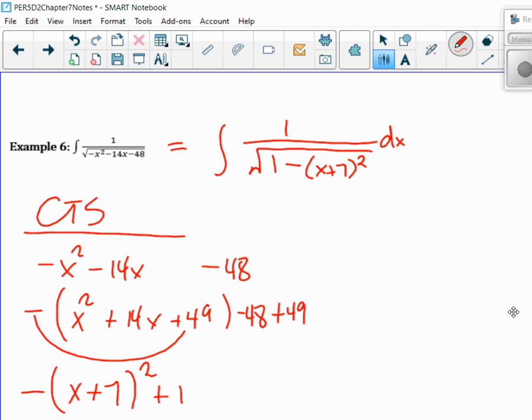And remember that this is just inverse sine of x plus h over k. There's no extra 1 over k thing. Again, it's just a memorized thing. So inverse sine of x plus 7 plus c.